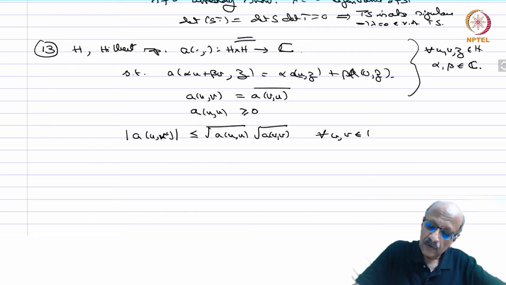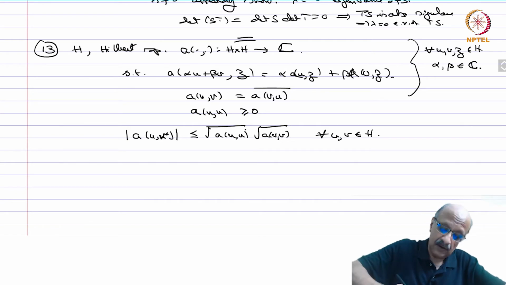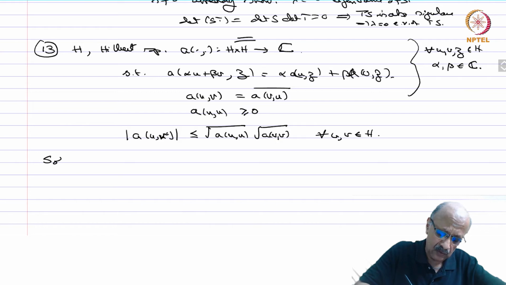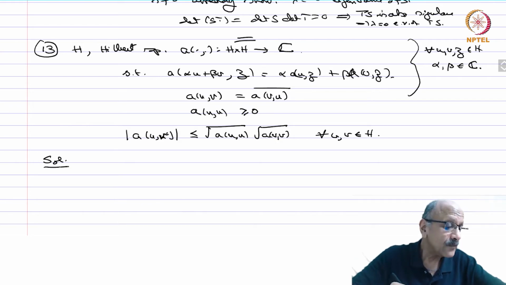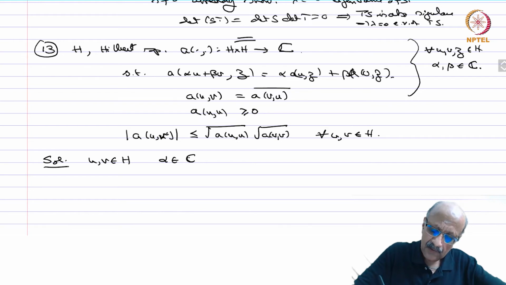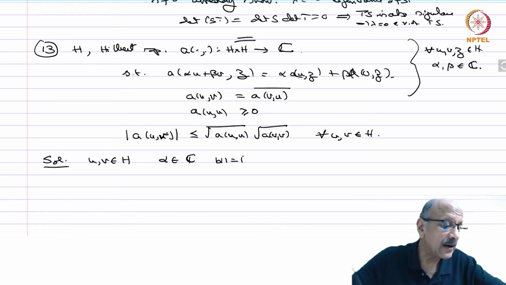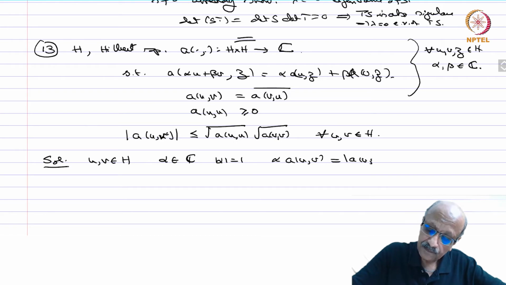So this has an identical proof as in the Cauchy-Schwarz inequality. So let me redo it once more. You have u, v in H, and then take alpha in C such that |alpha| equal to 1, and alpha times A(u,v) equals |A(u,v)|. You can always do this.